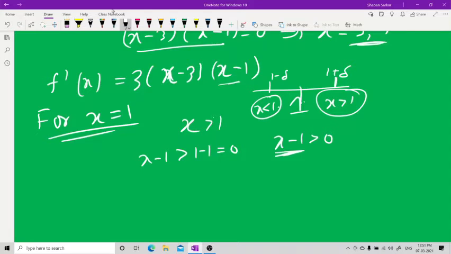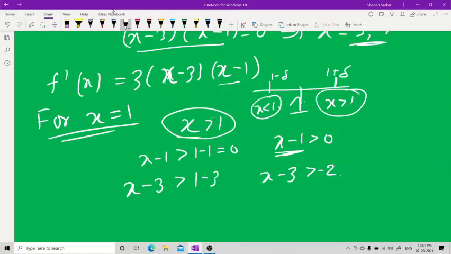See one thing, x is greater than 1. Now what is the position of x minus 3 for x greater than 1? Subtract 3 on both sides: 1 minus 3, so x minus 3 is greater than minus 2. But you see one thing, instead of doing it this way, you take it this way.